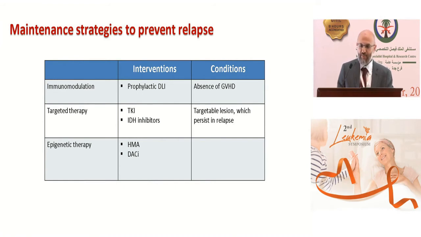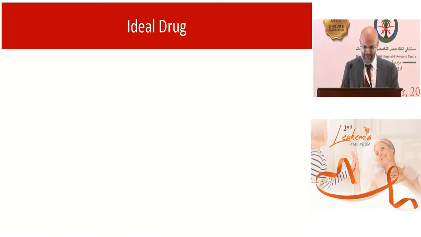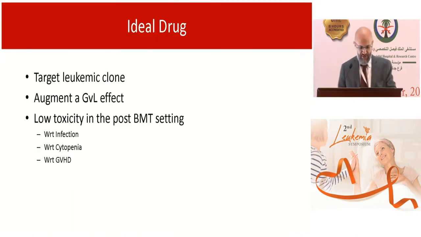Though some still say that, well, transplant generally is an evidence-free zone, isn't it? But I suppose it isn't. But that is a school of thought, because a lot of what we do is not based on very good evidence. So an ideal drug would be something that targets a leukemic clone, augments a GVL effect, and has low toxicity in the post-transplant setting with respect to infection, with respect to cytopenias, and with respect to GVHD.